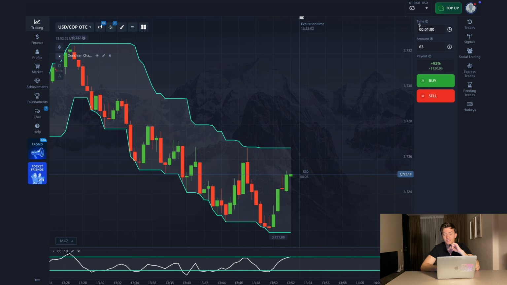I start with a clear direction that immediately catches the eye. Expiration is 1 minute and I'm opening a buy trade for $63. Now I'll explain how to use this strategy correctly and why its signals are so easy to read.